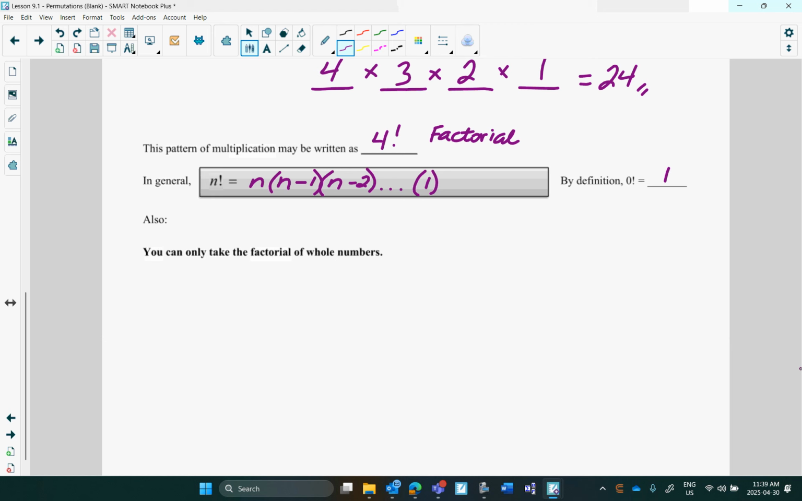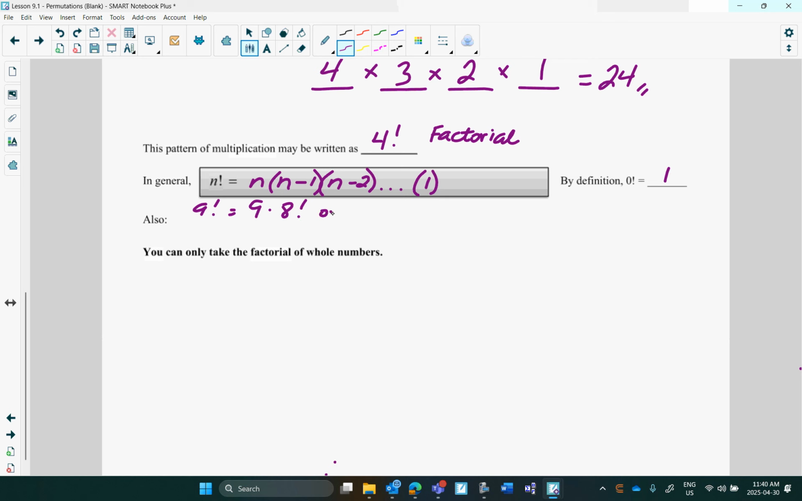Now, to work with factorials, there's something you got to know. If I said, say, 9 factorial, that is the same as 9 times 8 times 7 times 6 times 5, all the way down to times 1. It's also the same as this. I could do that. 9 times 8 factorial. Doesn't that mean 9 times 8 times 7 times 6 times 5? I'll show you where we use it in a second.